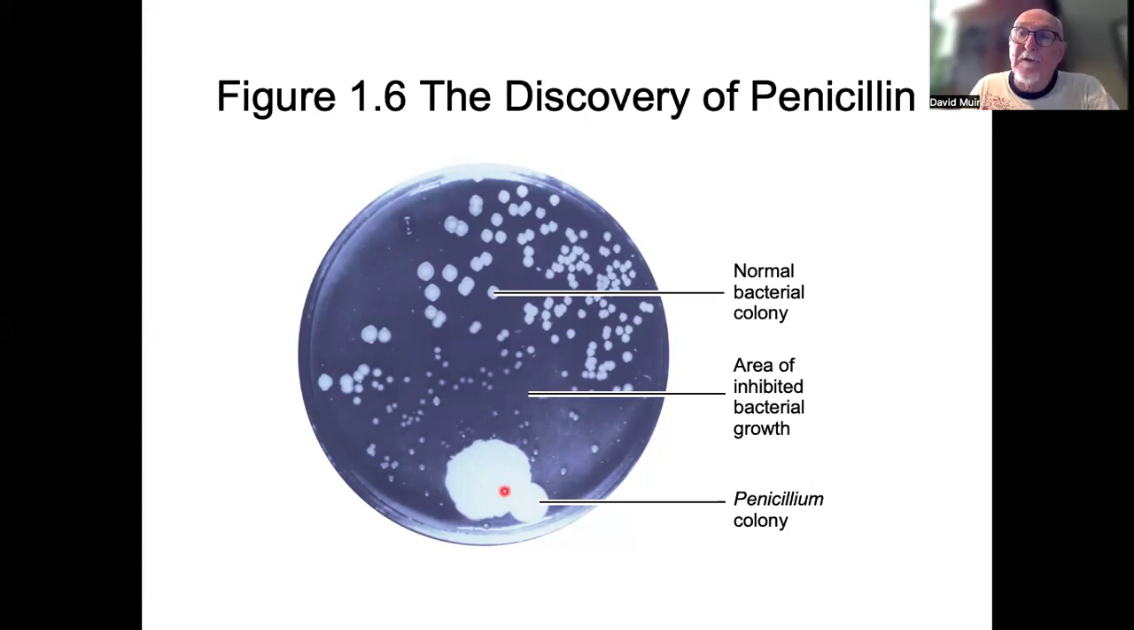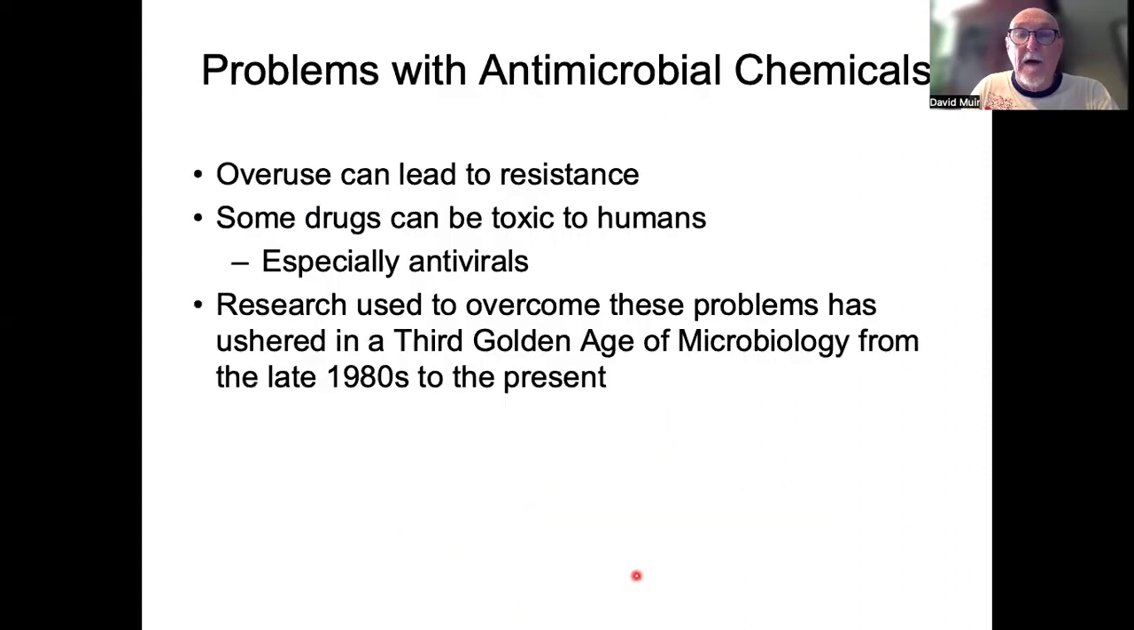Often they are named for their source. So for example, streptomycin is extracted from an organism called Streptomyces. And there's a whole wide range of different organisms which can produce these different substances. As a result, they began to produce a wide range of these, but they all suffered from the same problem, and that is that their overuse can lead to resistance.